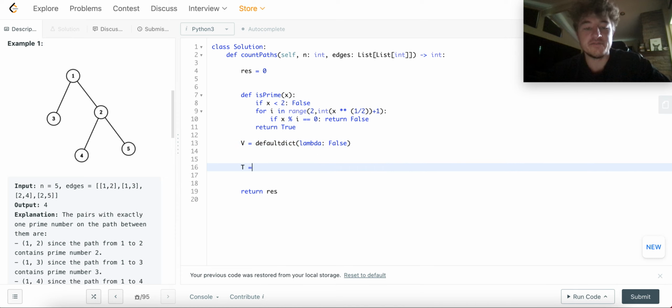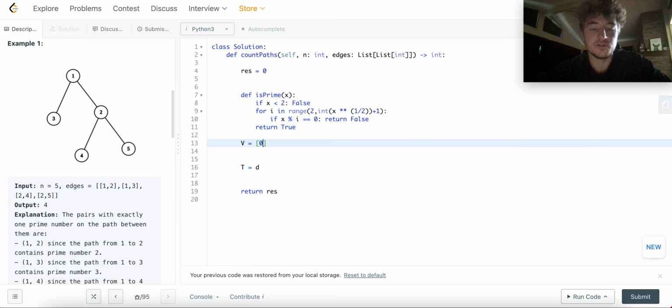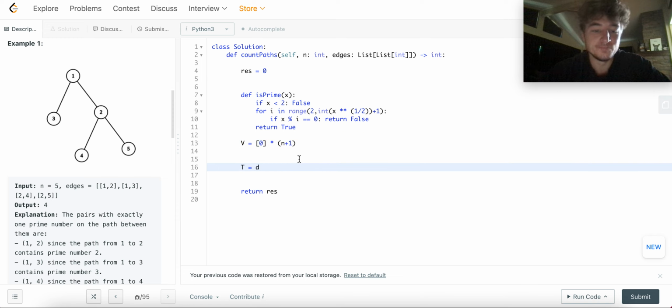So we'll call it T for tree. Why don't we just make that a default dict too? Okay, you know what? Let's not make it a default dict, because we already know the value of n. Technically, we don't need to make the value array a default dict either, because we know the value of n. So this would just be 0 times n plus 1. We'll do n plus 1 because there is no value 0, but we'll just leave that alone so we don't have to offset everything by 1.